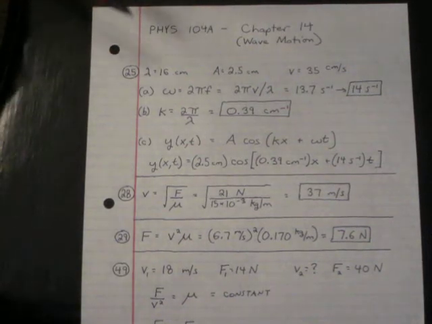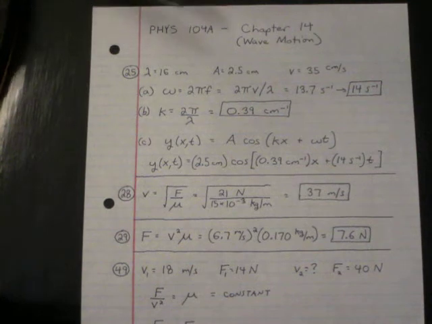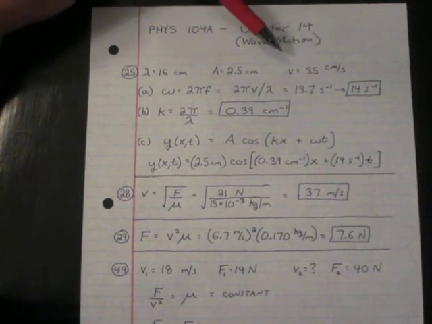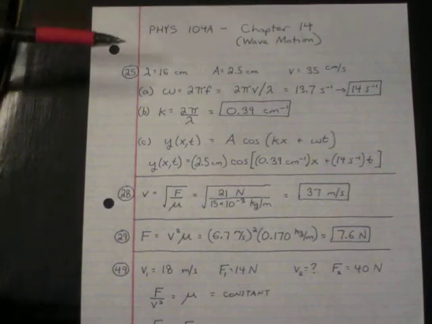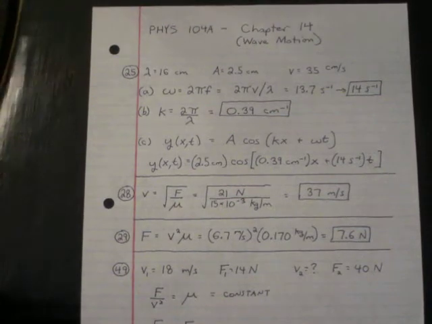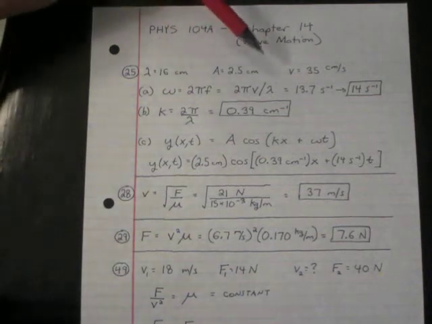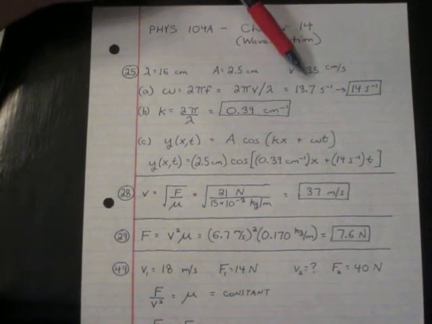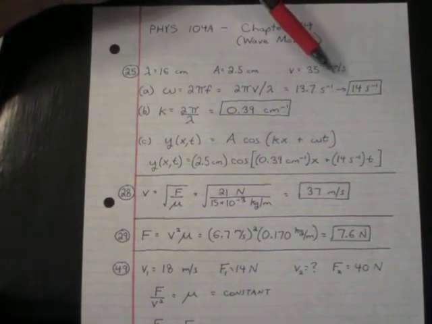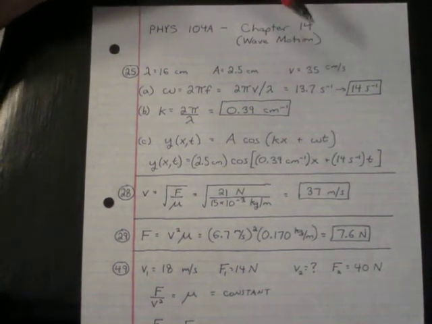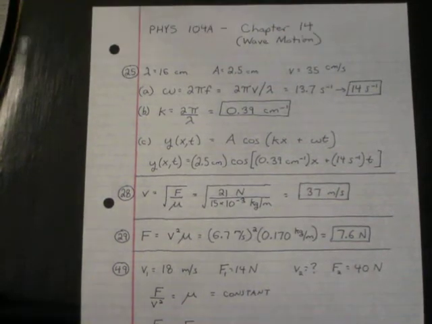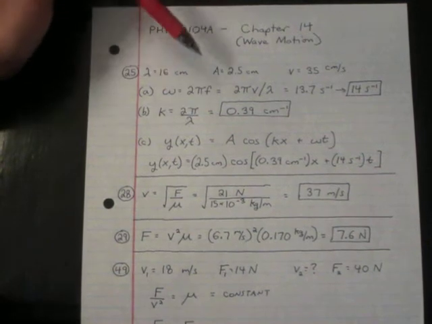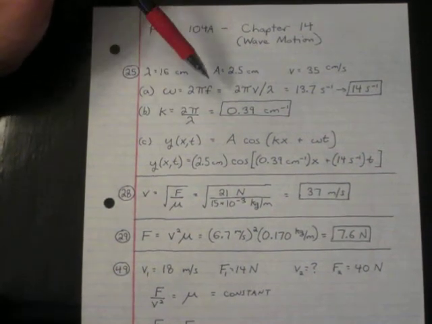I write out the information given: wavelength, amplitude, speed, and the angular frequency omega is 2 pi times f, which is 2 pi times speed times wavelength, so we get 13.7 radians per second. And I'll use two significant figures and say 14 radians per second. Question B, the wave number, that's k, it's 2 pi over lambda, so we have 0.39 per centimeter.